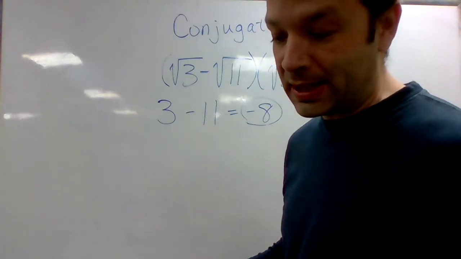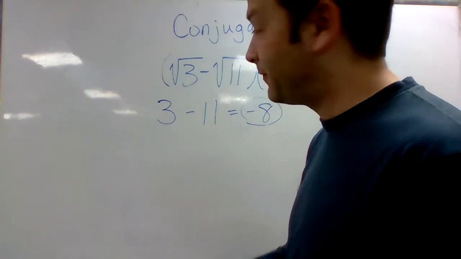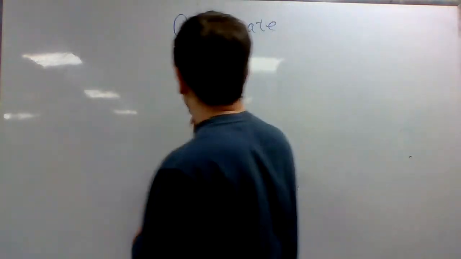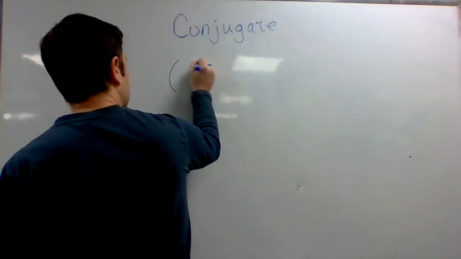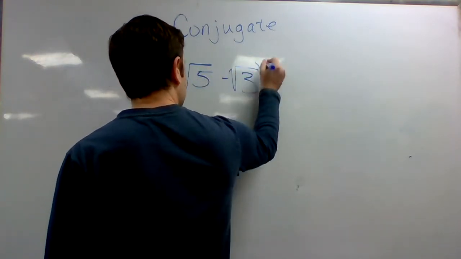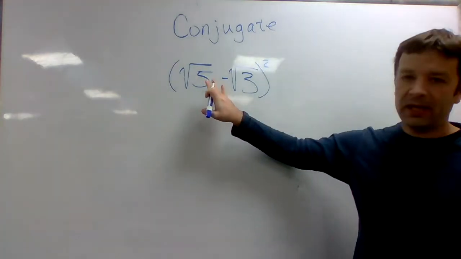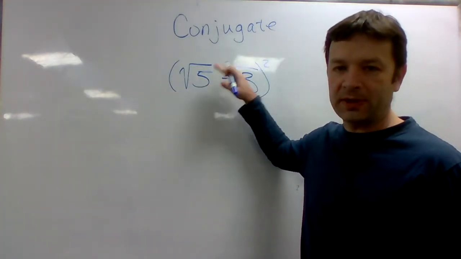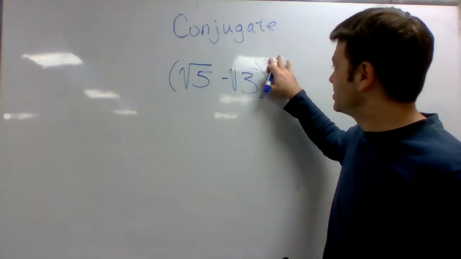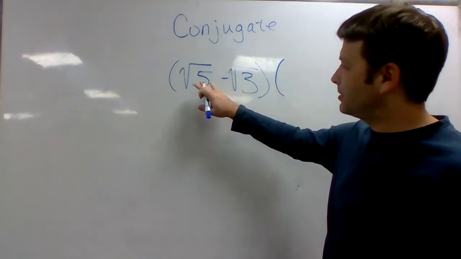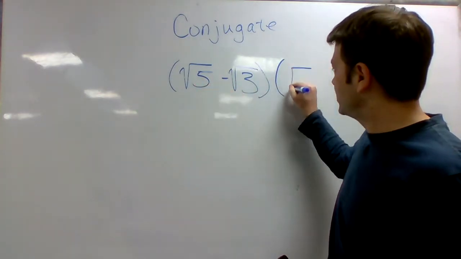Number 5 is not conjugates. It's 5 minus square root of 5 minus square root of 3 squared. Which means we're going to take all of this times itself. This times itself. That's what squared means. Squared means take that value times itself. So this times another one of these.